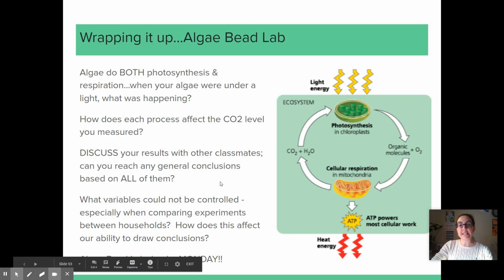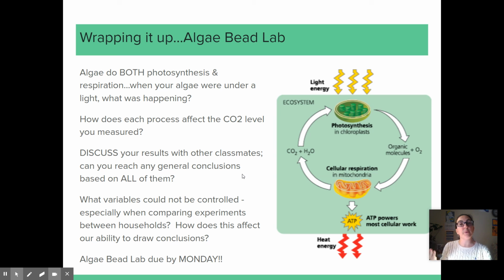The last piece, to answer the last 3 questions on your lab document, you will need to discuss your results with some other classmates. If you're not able to join the live session today to do this in person, make sure you reach out to a few other people in class, ask them to share what they did with their experiment and what kinds of results they got. Because the idea here is to use other classmates' experiments, kind of like you would do other trials if we were in the classroom, to draw some broader conclusions about the rate of photosynthesis and respiration that you are measuring.